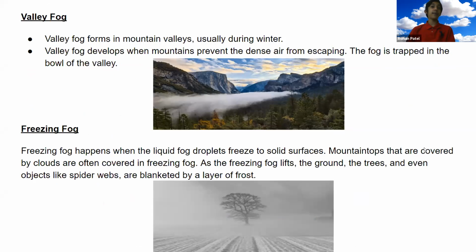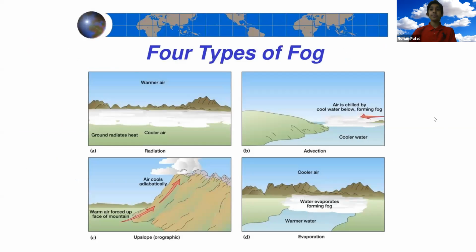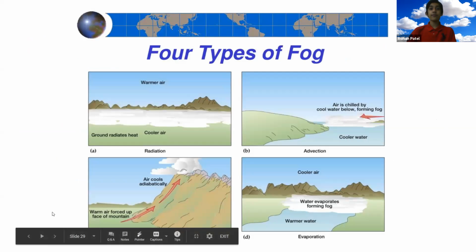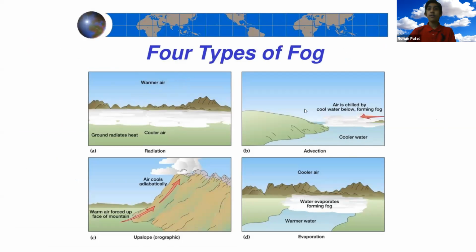Valley fogs form in mountains and valleys, usually during the winter. And freezing fog happens when liquid fog droplets freeze to solid surfaces. Mountaintops that are covered by clouds are often covered in freezing fogs. As the freezing fog lifts, the ground, trees, and even objects like spiderwebs are blanketed by a layer of frost. There are our 4 types of fog: radiation fog, advection fog, upslope fog, and evaporation fog.